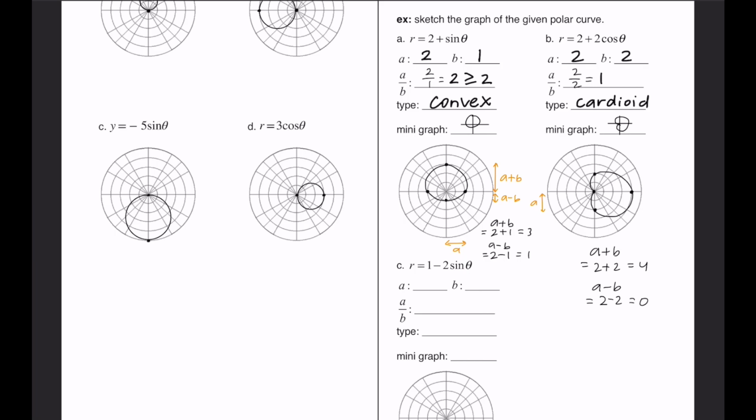Oh, and then for notes purposes, can you go back and label this on the first graph? So again, from the center out is length of A, and then A plus B is how far from the center you're going back, and then A minus B is how far you're coming in this direction. So maybe labeling this will help when you're looking back at your notes.